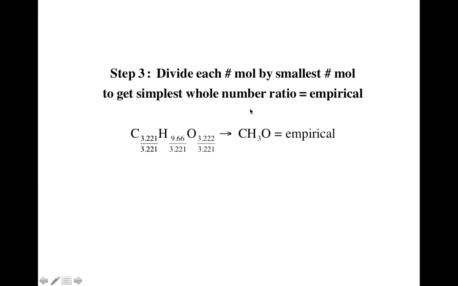Now at this point, we could write a formula with the number of moles of each element, but we want a whole number ratio. So the way you're going to do that is look at the three numbers next to the three elements and divide all of them by the smallest in the group. So in this case, 3.221 was the smallest, so you divide them all by that number, and that will convert your formula to a whole number ratio, CH3O, or 1 to 3 to 1, 1 carbon to 3 hydrogen to 1 oxygen, and that is your empirical formula.